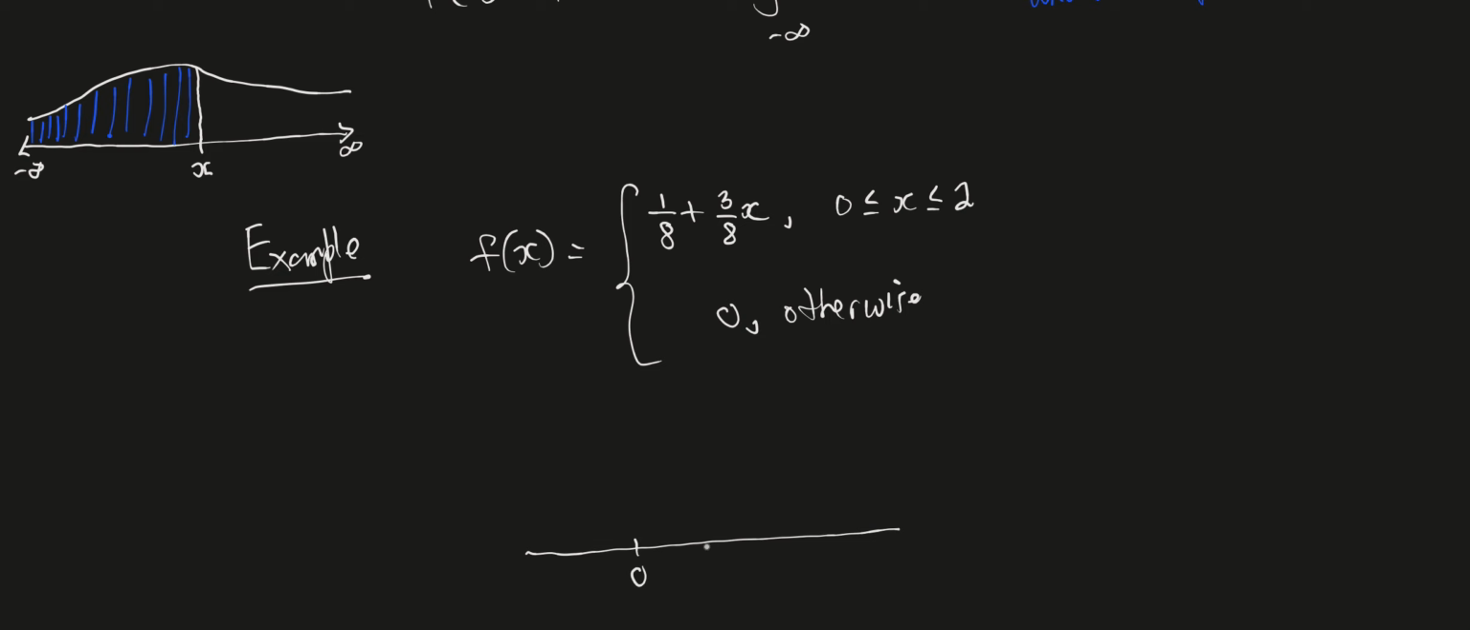Here is 0, here is 2, and we know it's going to be 0 down here and 0 up here. Now, when x is equal to 0, so at the left end point of this interval, this function has a value of 1/8. So it starts basically somewhere up here. And then when x is equal to 2, it has a value of 6/8. So, not quite drawn to scale, but roughly here. And then it's a linear function, so we can just connect these two endpoints.